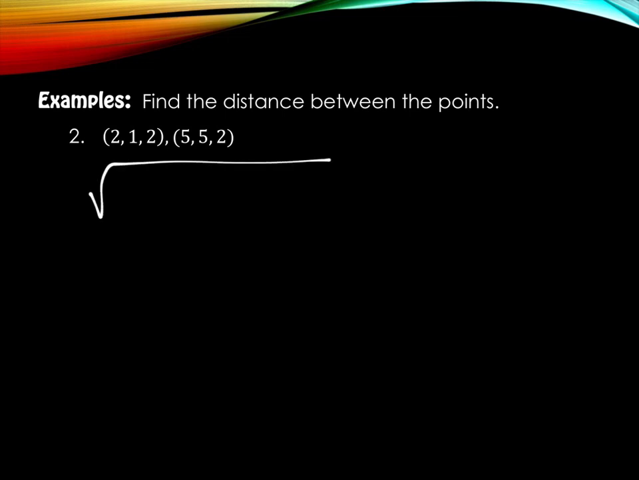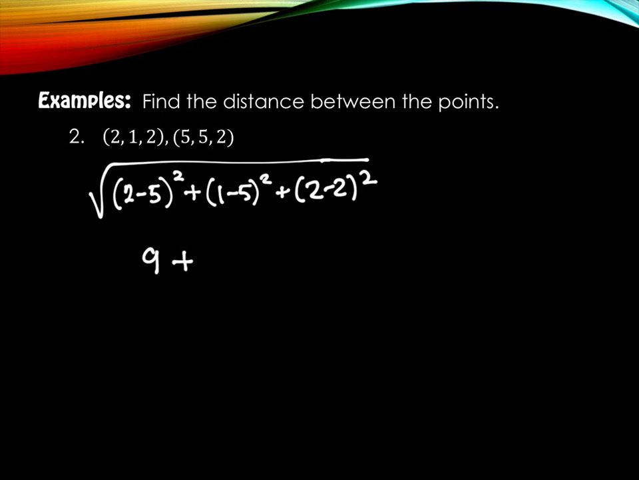So we're going to have a square root, and we're going to subtract x values first, in whichever order you like. I'm just going to go left to right, so 2 minus 5, and square it. Subtract y values, so I've got 1 minus 5, and then square it. Subtract z values, and I've got a 2 minus 2, and then I'm going to square it. Now, obviously, the 2 minus 2 is not adding anything to the discussion, right? But this is the form that we're going to do every time. We're going to find each of the values. So the first one is negative 3 squared, so that's 9. The second one is negative 4 squared, so that's 16. The last one's 0. 9 plus 16 is 25, and the square root of 25 is 5.